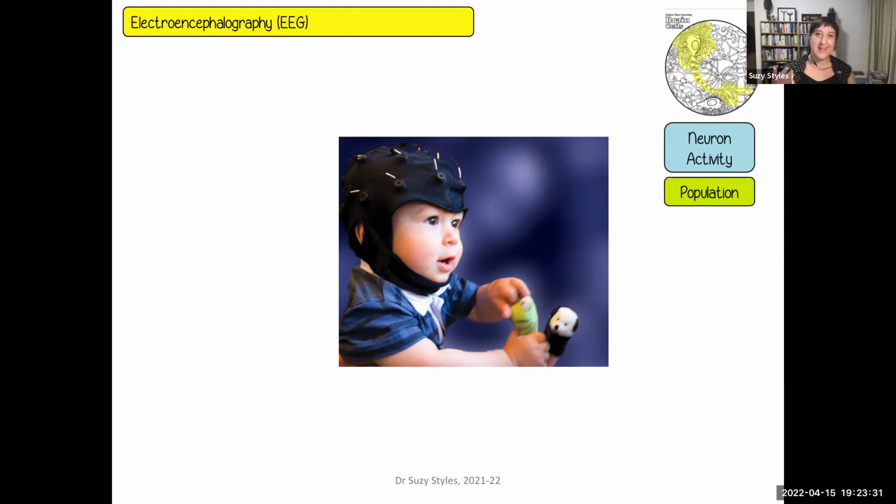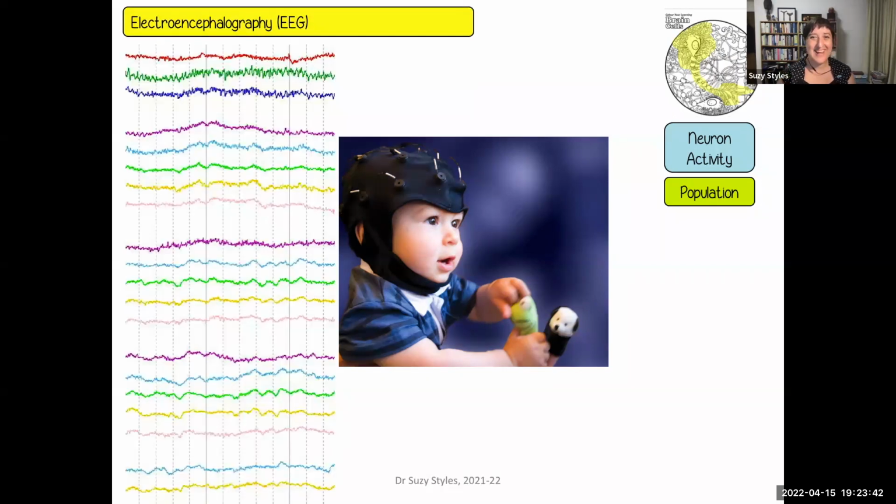So when we conduct electroencephalography, what we do is we make recordings from multiple sites all over the outside of the head, and it might look something like this. And then using those individual recordings from individual electrodes, there are a bunch of different analytical techniques we can use.